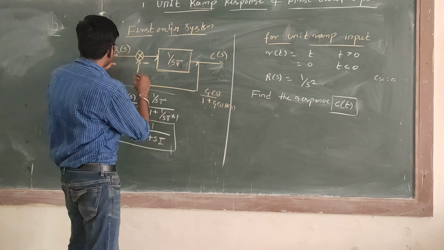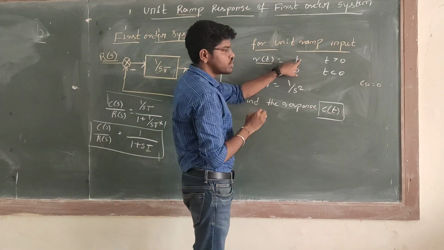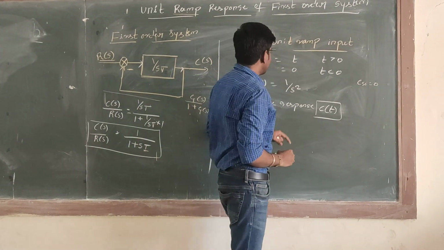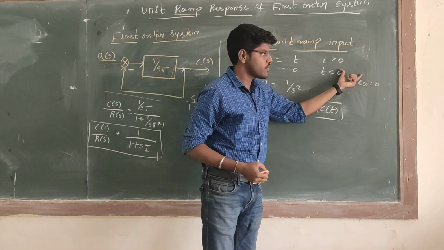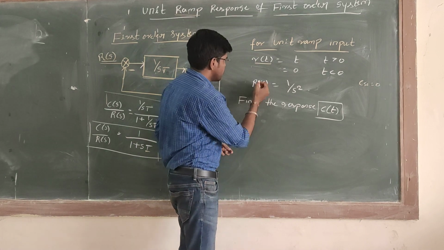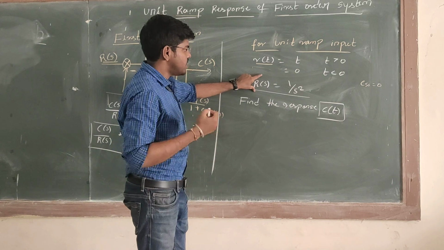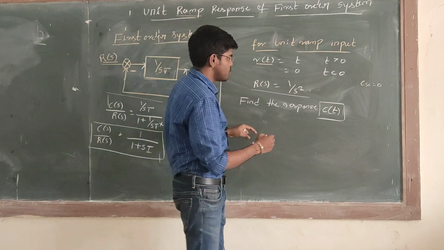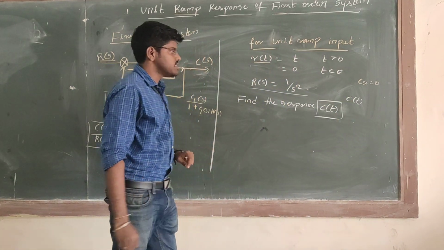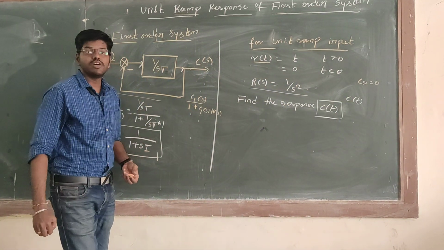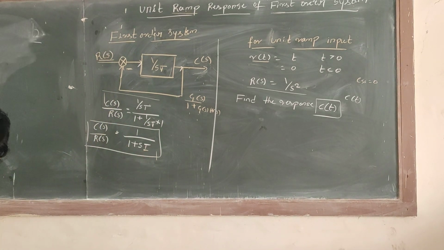When the input is unit ramp input, the unit ramp input can be represented as R of T equals T when T is greater than 0, and the signal is 0 when T is less than 0. Once you apply the Laplace transform for this signal, R of S will be 1 by S square. Once this signal is applied as an input to the system, we need to find the response of the system in terms of C of T. Remember, that is the objective, the concept in the first order system when unit ramp signal is applied as an input. So we will find the response of the system now.